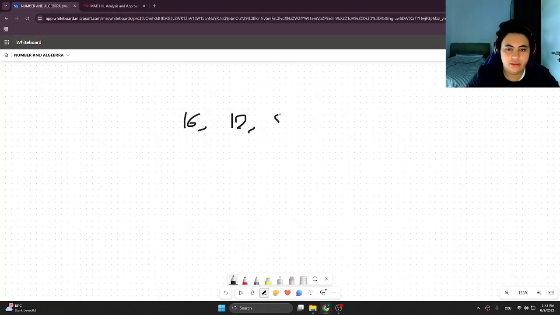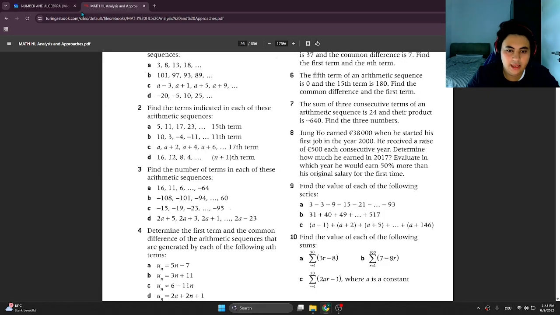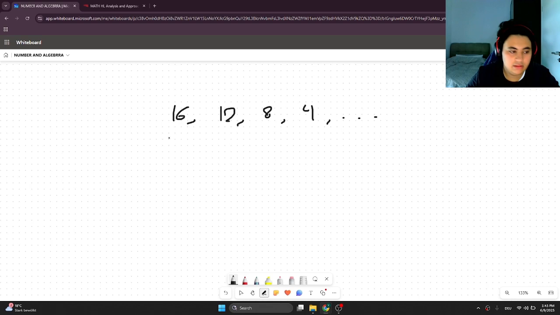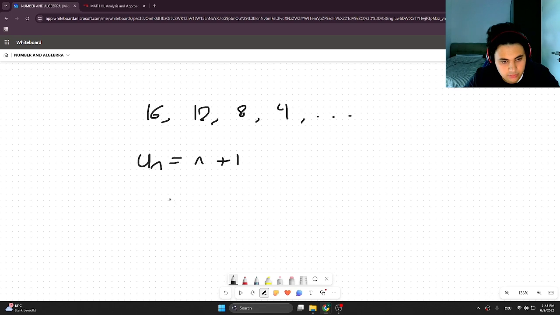16, 12, 8, 4, and it goes on. And we're supposed to find the n plus 1th term. So n is equal to n plus 1. Simply what we're going to do is replace the n here. So we're going to say un plus 1 and then plug in the information we have.